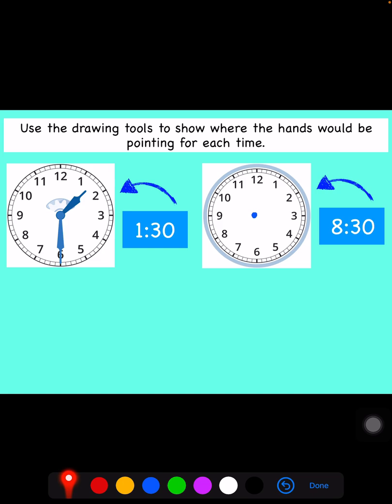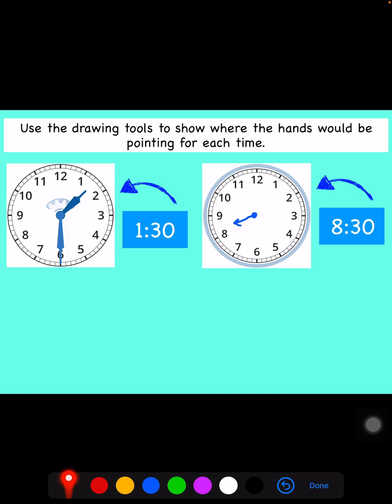What two numbers should my hour hand be in between on the clock? That's right, my first number should be 8, but what other number should my hour hand be in between? Good, 9. So I'm going to draw my hour hand right in the middle of 8 and 9.